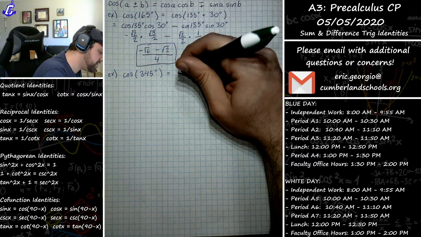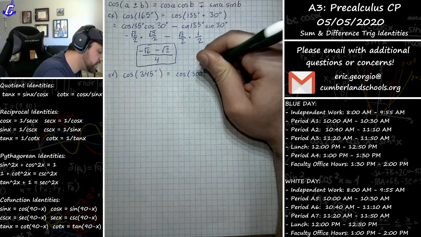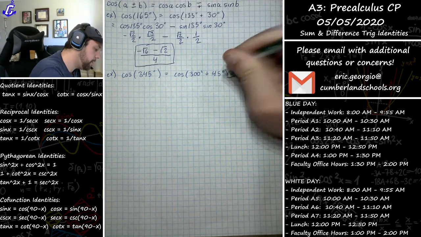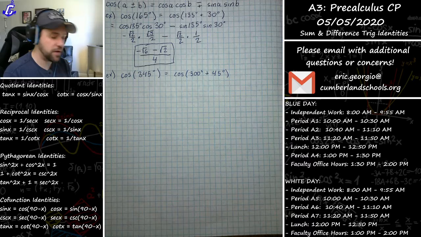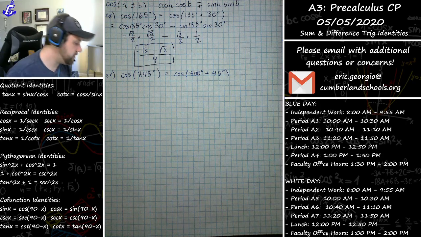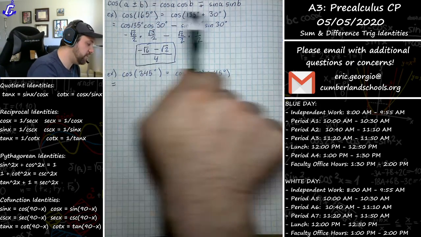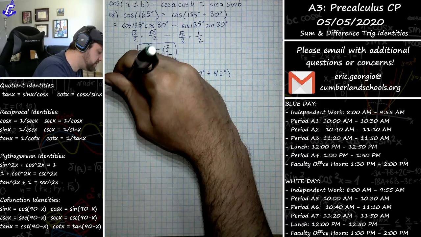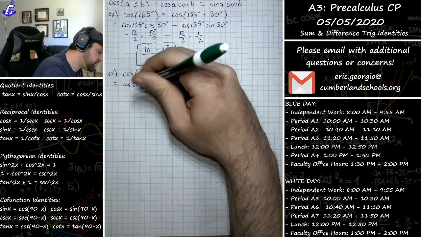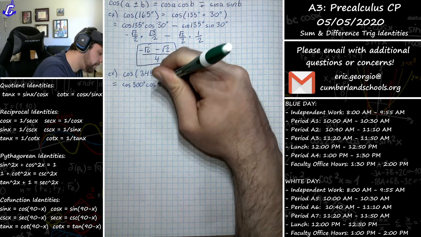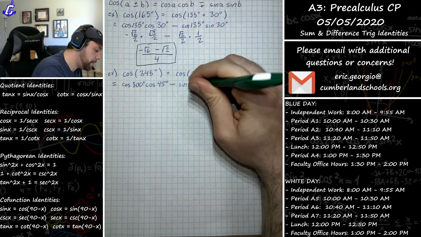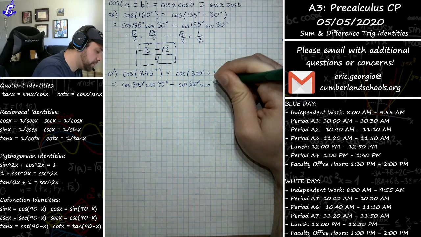Well, we could say that this is the same as the cosine of 300, it's one of our unit circle values, 300 degrees, plus 45 degrees. Right? Those are our unit circle values. We can use those, no problem. 300 plus 45 makes 345. So let's now break that down using our cosine formula. We could say that that's the same as the cosine of 300 times the cosine of 45 minus, because the sign is going to switch, the sine of 300 times the sine of 45.